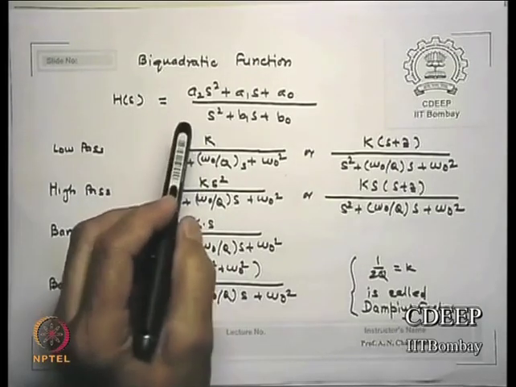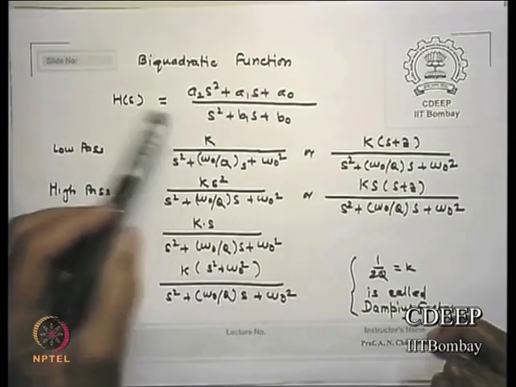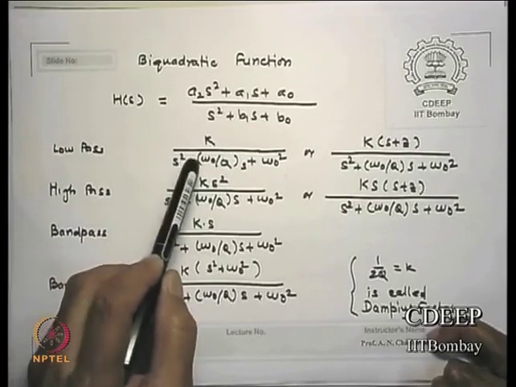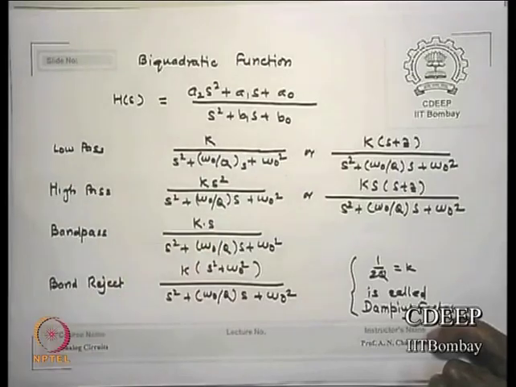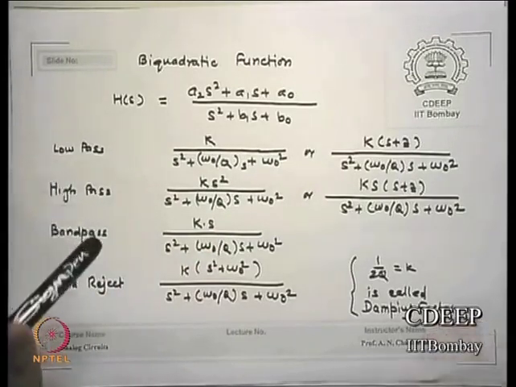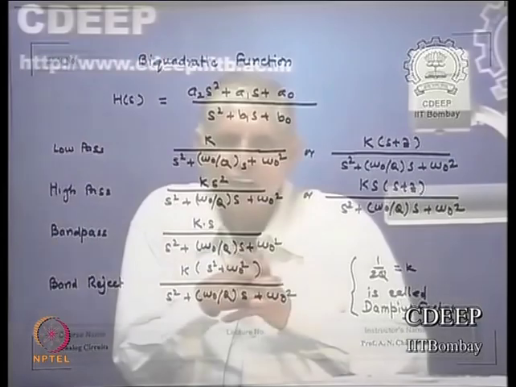So look, if the numerator has no s terms, that is, there are no zeros, only a constant value, something called k, then the function is k upon s square plus omega 0 by Q s plus omega 0 square. Have you ever heard of the word Q? What is Q actually? Quality factor, right? Omega L by R, 1 upon omega R C, these are also quality factors. Now this quality factor has another avatar, what do you call it.